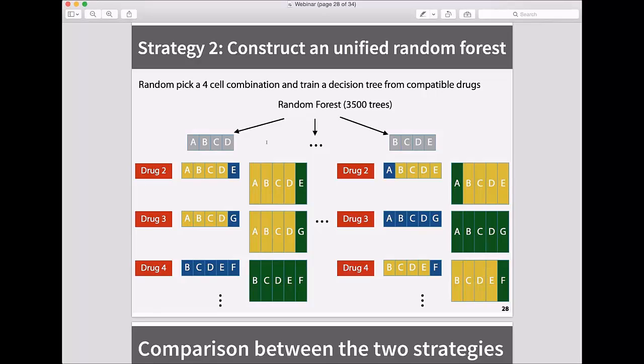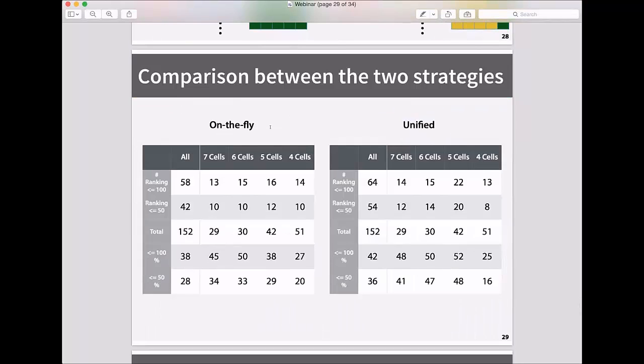Each tree is an independent random selection from the 7 cell lines. And we use 3,500 because by chance each 4-cell combination will have at least 100 decision trees. So this is the second strategy, and we did the same analysis using the second strategy, and we compared that to the first naive strategy.